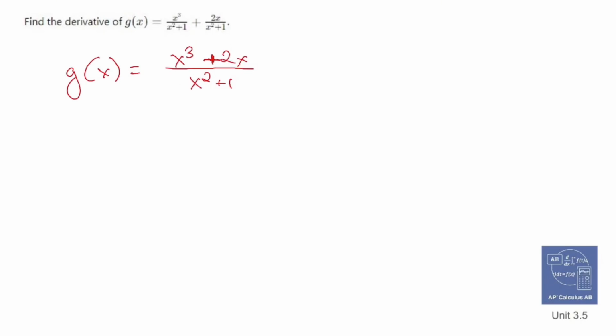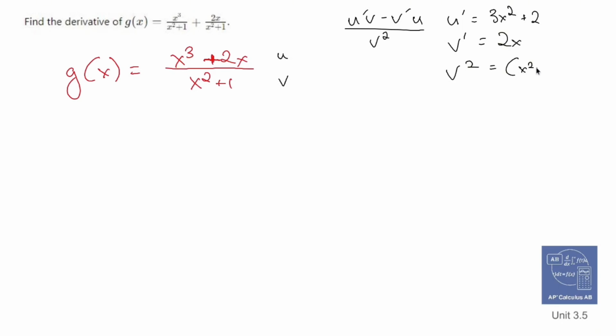Okay, so now we have to use quotient rule. Okay, so I'll call you u and I'll call you v. All right, so u prime v minus v prime u all over v squared is going to be our guy. Okay, u prime is going to be 3x squared plus 2. V prime is going to be 2x. V squared is going to be 2x plus 1 quantity squared.